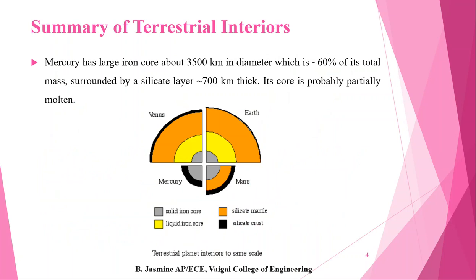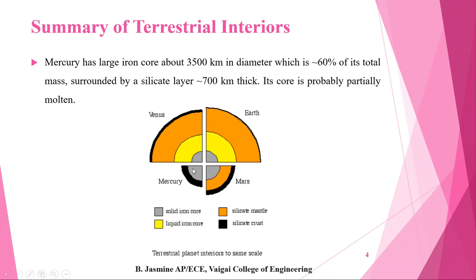Mercury has a large iron core, about 3,500 kilometers in diameter, which is 60% of its total mass, surrounded by a silicate layer about 700 kilometers thick. This core is probably partially molten. And this is the comparative interiors for the four terrestrial planets.